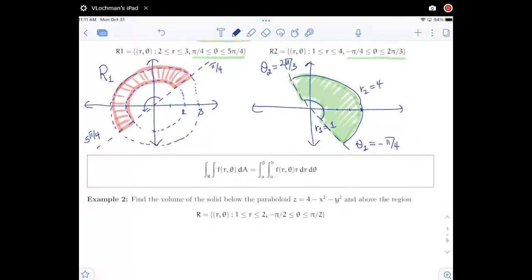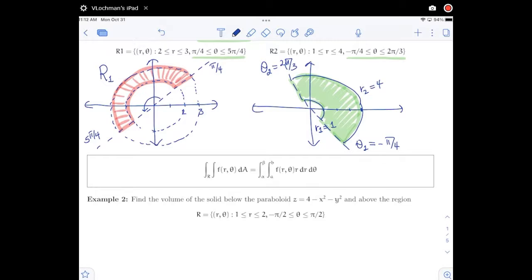So here's a formula. That's a general formula for the integral of a function over a region that we can describe in polar coordinates. We're not going to derive the whole thing. That's not what this class is about. It's more of an application class. But what does it say? It says the following.